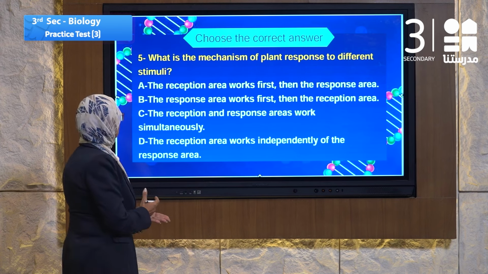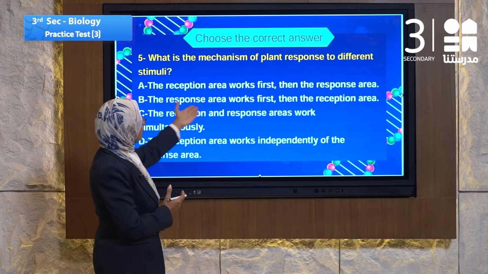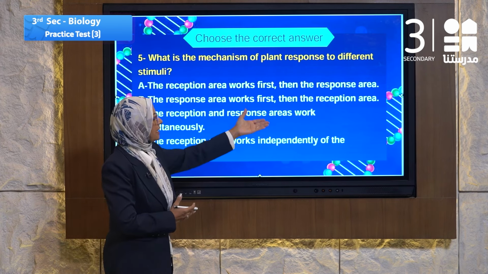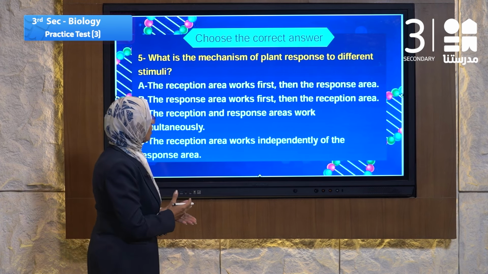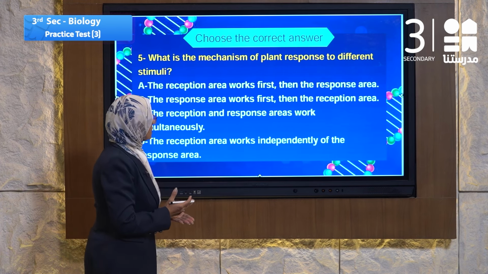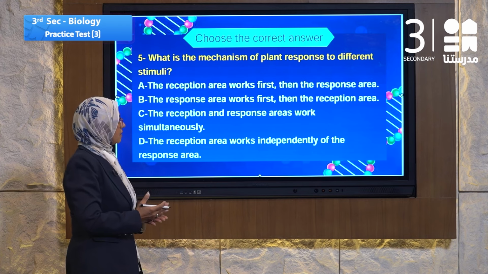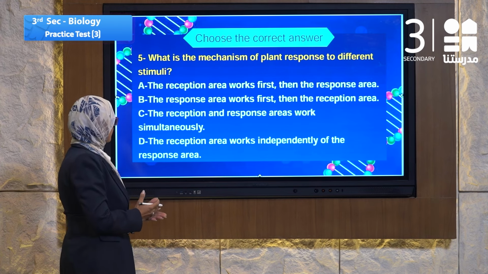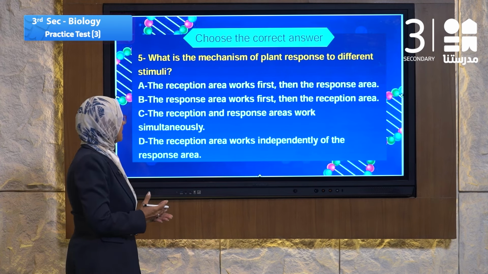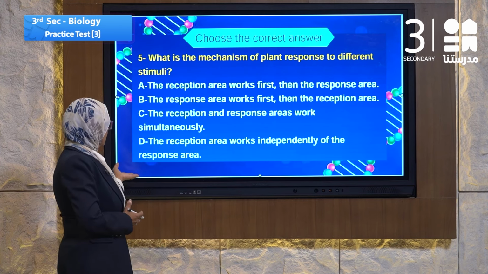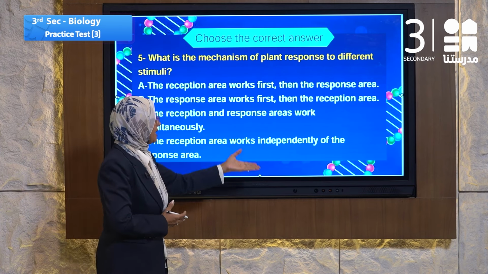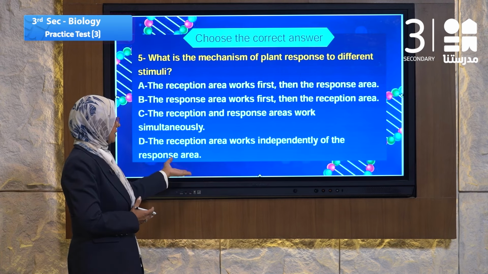The first one says the reception area works first and the response area comes after. Number B, the response area works first, then the reception area. C, the reception and response areas work simultaneously. Number D, the reception area works independently of the response area. No.